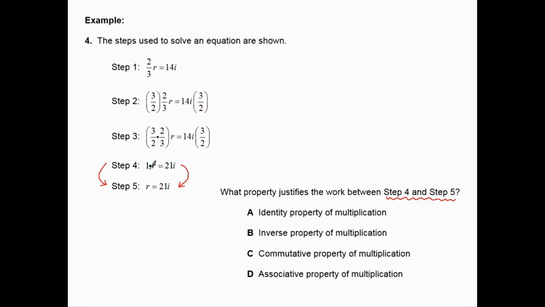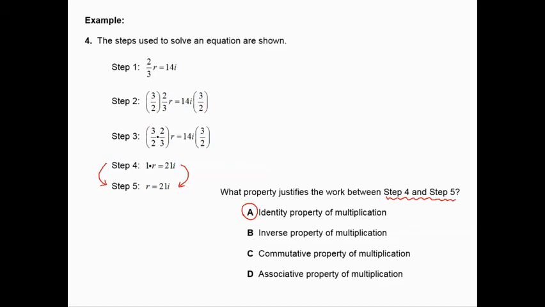Step 4 says 1 times r equals 21i. Step 5 says r equals 21i. Well, nothing changed on this side. The only thing that changed is 1 times r was r. And if we multiply by 1 and nothing changes, that must be the identity property of multiplication. Excellent. So that's exactly what we used, the identity property of multiplication.